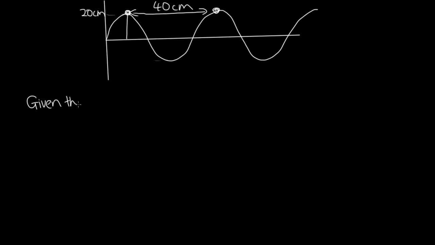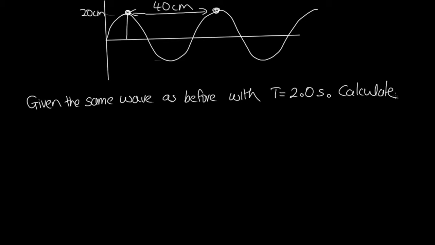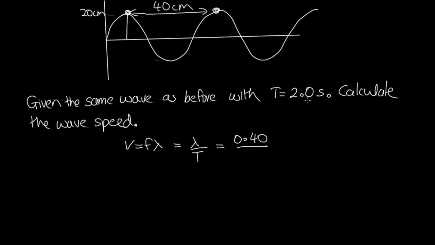So the question is, given the same wave as before with a period of 2 seconds, calculate the wave speed. So in order to calculate this, we'll need to use v is equal to f lambda. So we know that frequency is equal to the inverse of the period. So this is the wavelength over the period. The wavelength is the 40 centimeters, so 0.40 meters, and this is divided by 2.0. So we get 0.20 meters per second, or 20 centimeters per second.